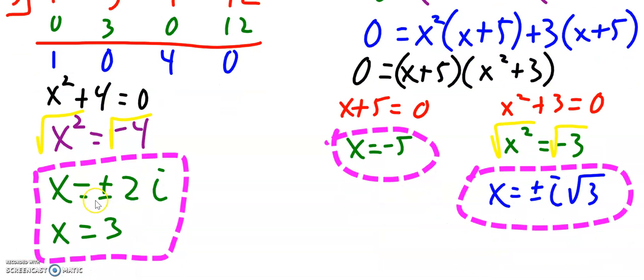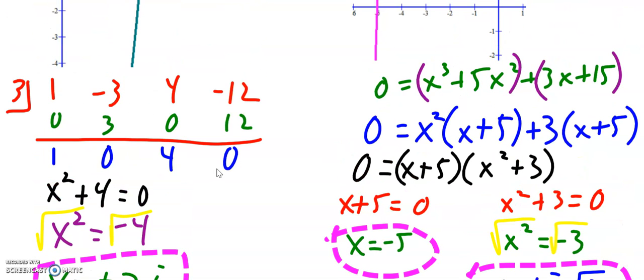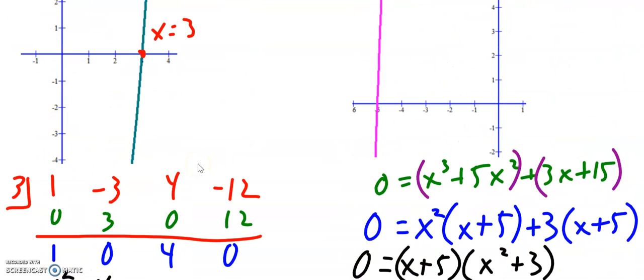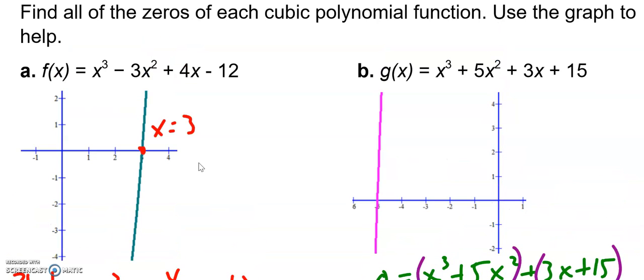Okay, so on the left here, I got x equals plus or minus 2i. And remember, this is two separate answers. So this is 2i and negative 2i. And I got x equals 3. On the right, I got x equals negative 5, and I got x equals i root 3 and negative i root 3. Now, I did these problems two different ways just to show you and make sure we're understanding that there are many ways to do these problems.